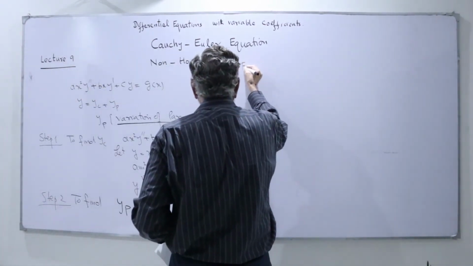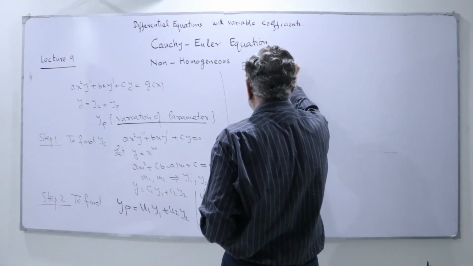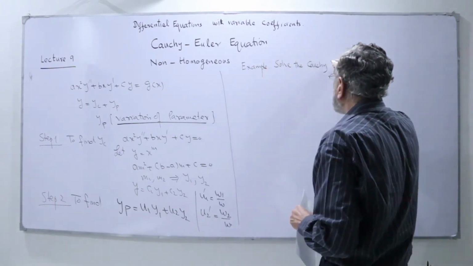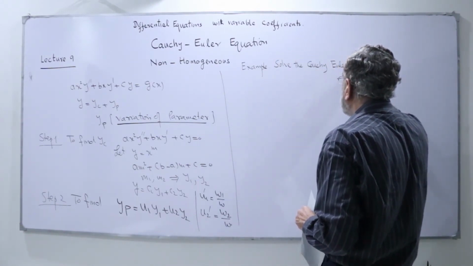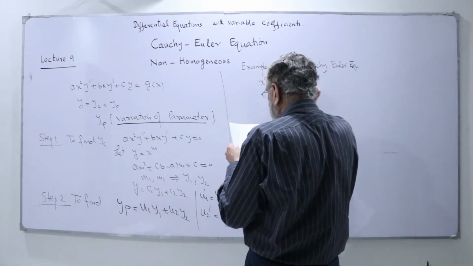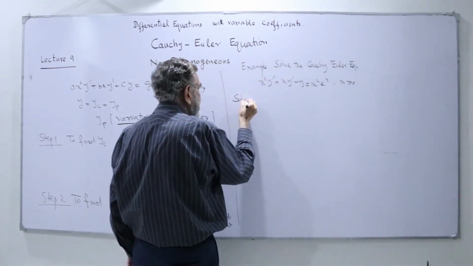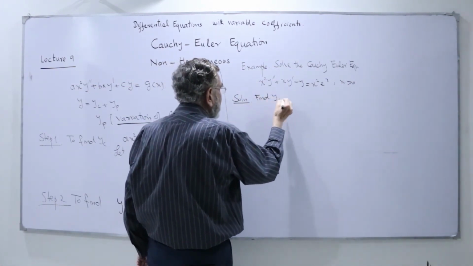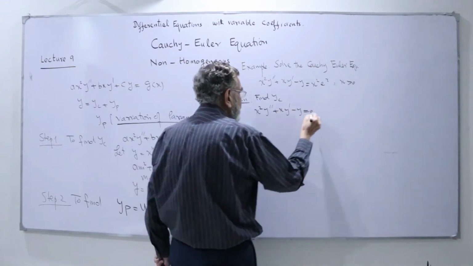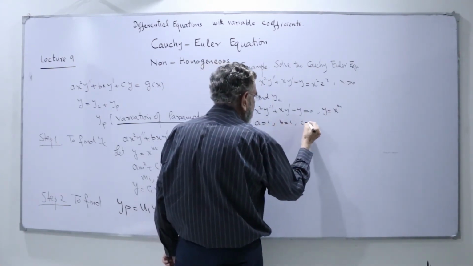I take this example. I've given here a Cauchy Euler equation. Solve the Cauchy Euler equation: x squared y double dash plus x y dash minus y is x squared e to the power x, where x is bigger than 0. So for the solution of this one, we take two parts. Find yc. We take x squared y double dash plus x y dash minus y equal to 0. We make the substitution y is equal to x to the power m. My a is equal to 1, my b is equal to 1, my c is equal to minus 1.